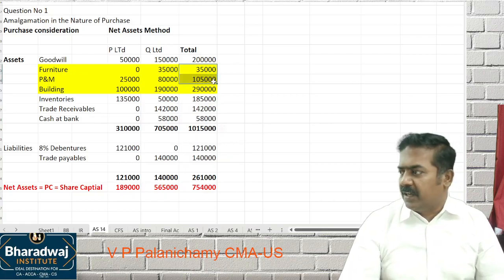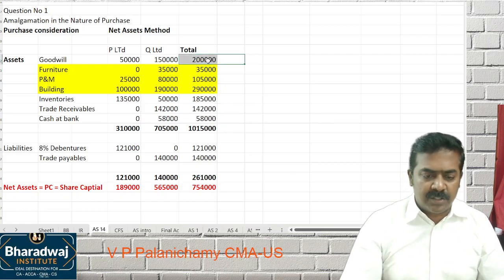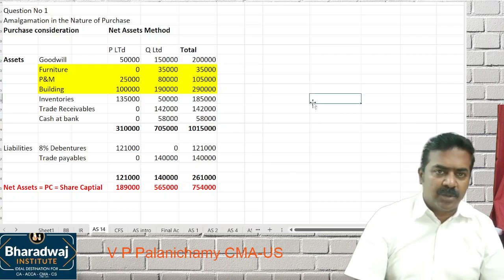Furniture, plant and machinery and building will come under which one? Property, plant and equipment, tangible assets. Goodwill will come as which one? Intangible assets, and you can close.